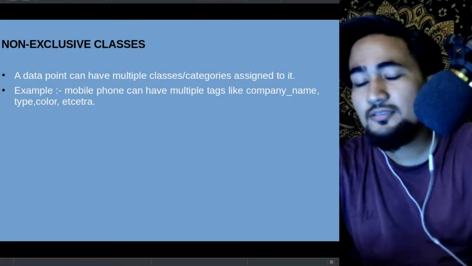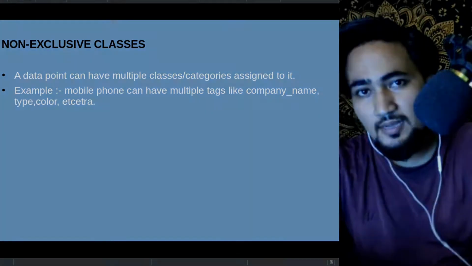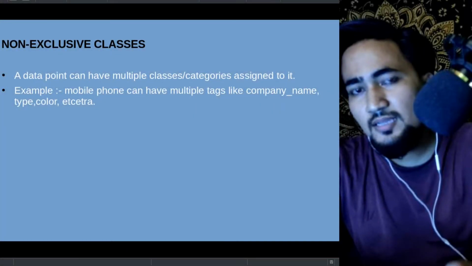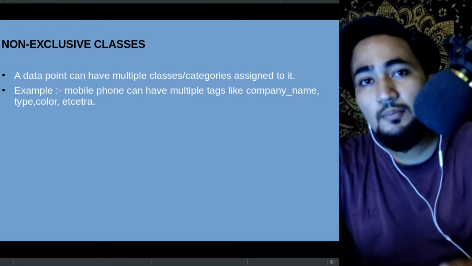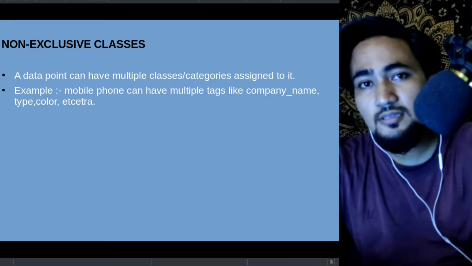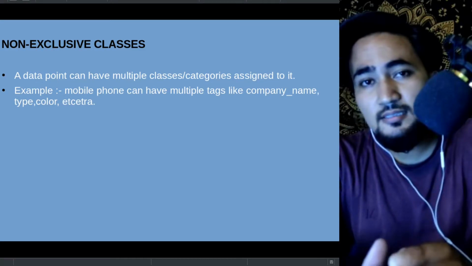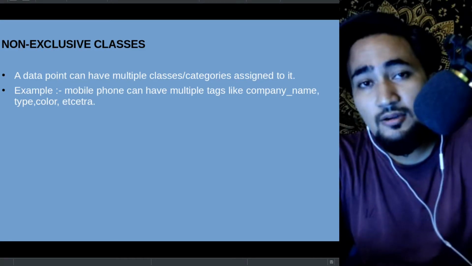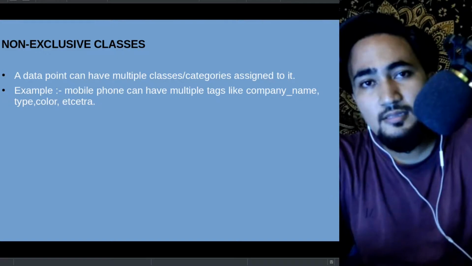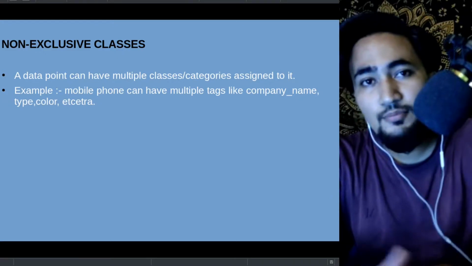Now let's discuss the non-exclusive type of classes. In non-exclusive classes, a data point can have multiple classes or categories assigned to it. Let's take an example of a mobile phone. It can have multiple tags like company name, vendor name, its type, its color, and many more.